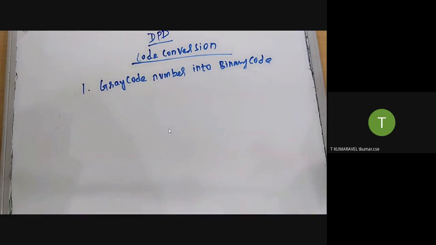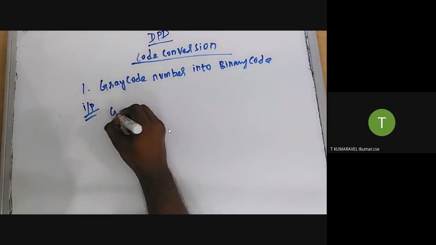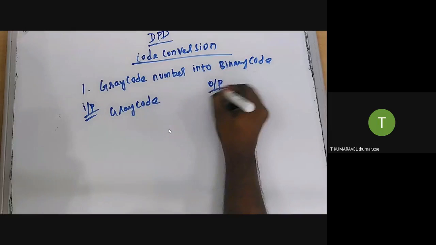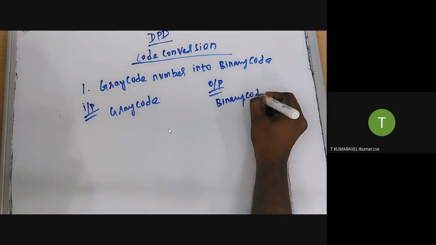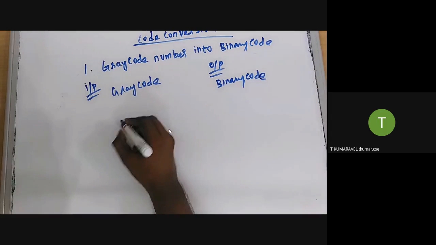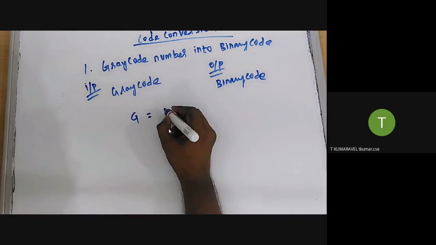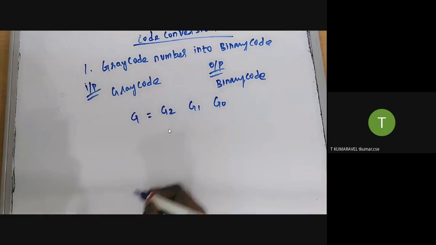First we talk about taking a gray code as input. What is the output? You want to convert it into a binary representation, binary code. For that, I'm taking one gray code number called G, which is associated with 3 bits, and that can be represented like that.